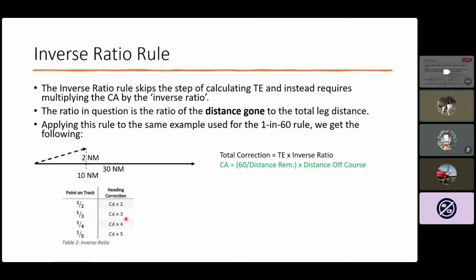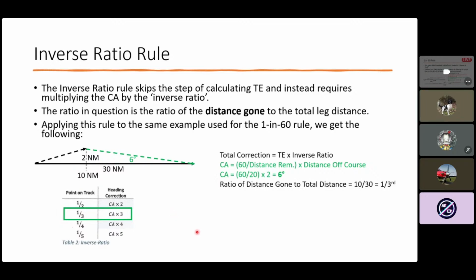So the closing angle, 60 divided by what? 20. Multiplied by 3? Distance, of course, 2. Excellent. So the closing angle is 60 divided by 20 multiplied by 2, which is 6 degrees. And then we know we're a third way through the track, so we just take the denominator, 3, and we multiply the closing angle by that. Okay. And that's 18 degrees. Same as what we calculated using the 1 in 60 rule. But this time we've only had to do the rule once rather than twice.